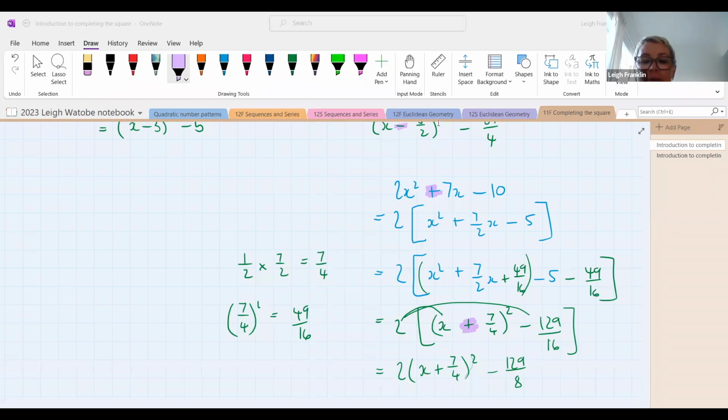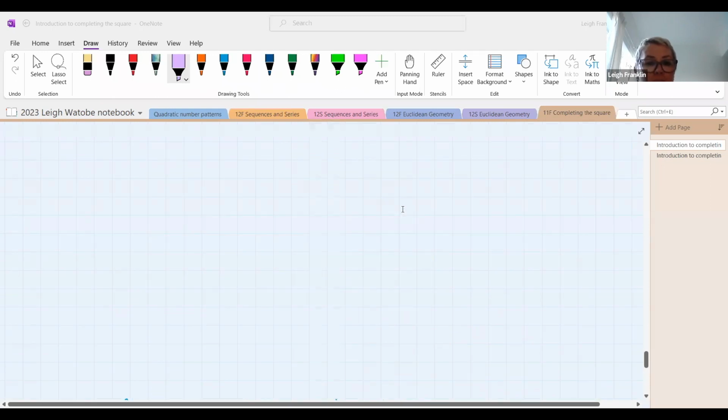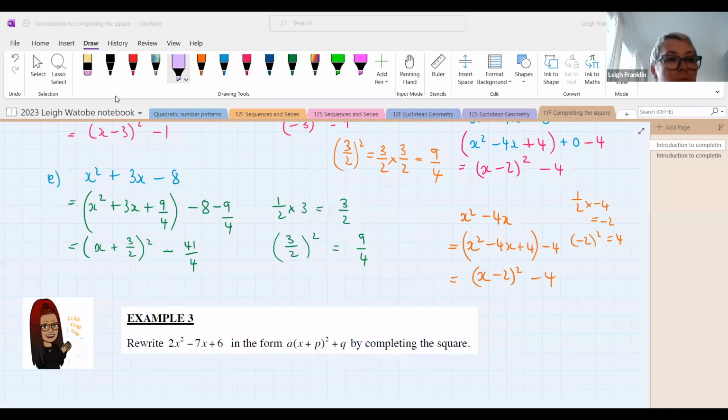Ma'am, by the previous questions, I think it was G. Yes. By G, I don't understand, ma'am, why we didn't put it in the brackets, right? The x squared plus 3x plus 9 over 4. Yes. I understand that you have the 9 over 4, but I don't understand why we didn't put the 3x in it.